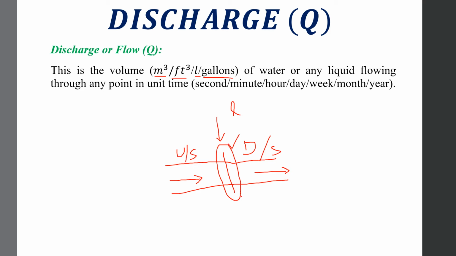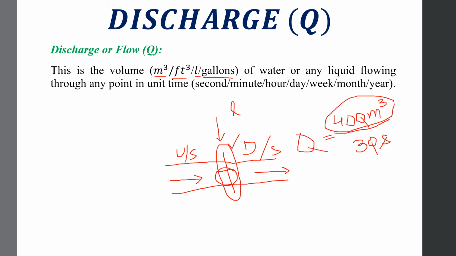Suppose that we are measuring 400 meter cubes of water passing this point of the channel, and the time for observation was 30 seconds. Then the discharge will be the observed volume divided by the time. So simple: if we divide the volume of flow or volume of water by the time of observation, then we will get discharge.